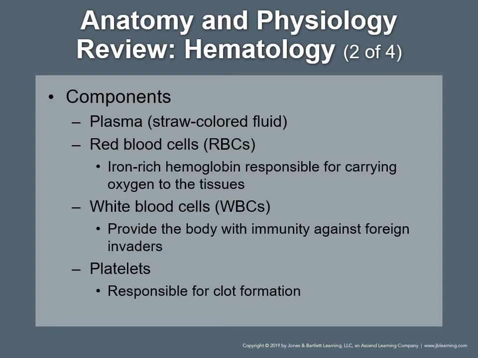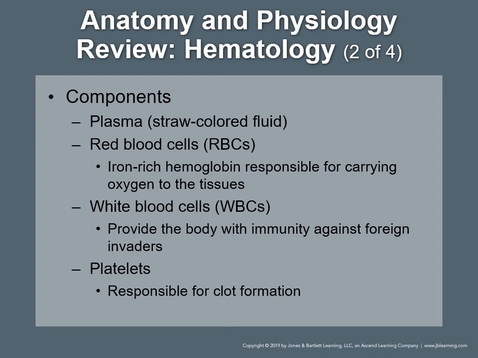Your components are plasma, that is the straw-colored fluid that is 92% water and 6 to 7% proteins. The remainder consists of a variety of other elements, including electrolytes, clotting factors, and glucose. Plasma accounts for 55% of the total blood volume. All of the formed elements are transported through the body in plasma.